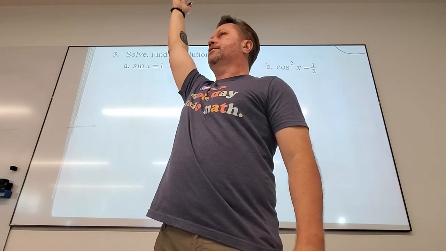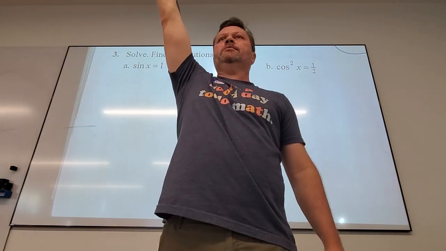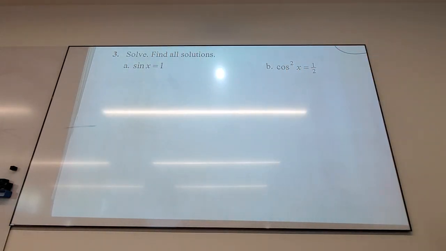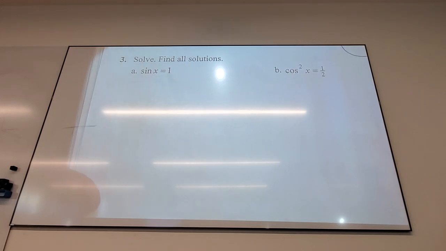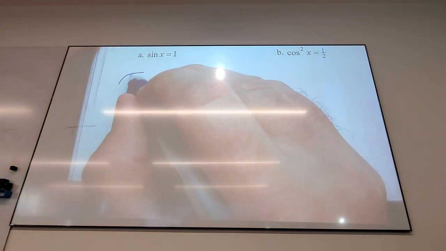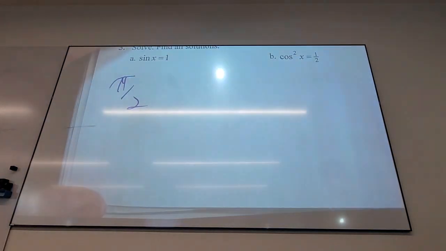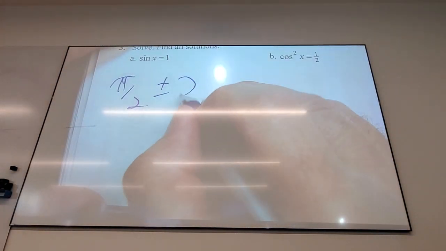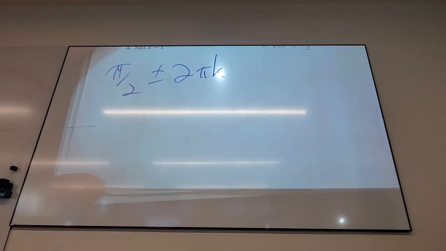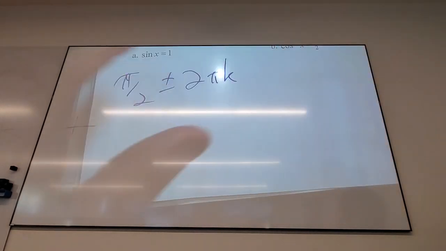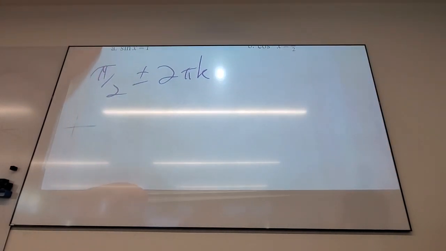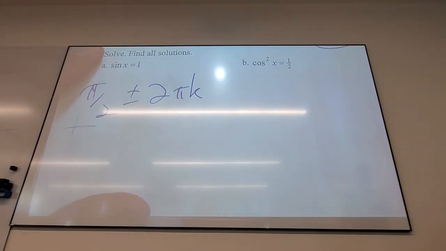Pi/2. That's where sine is 1. Sine likes y. It's going to be biggest on the y-axis. So the fundamental base, whatever word you want to use, is this. And then what do I do to get all the other answers? Plus or minus 2 pi k.